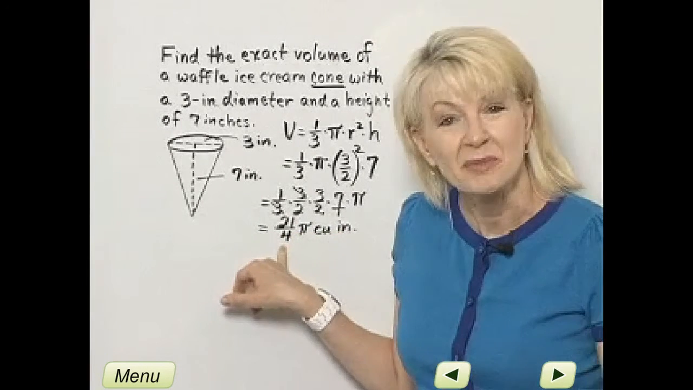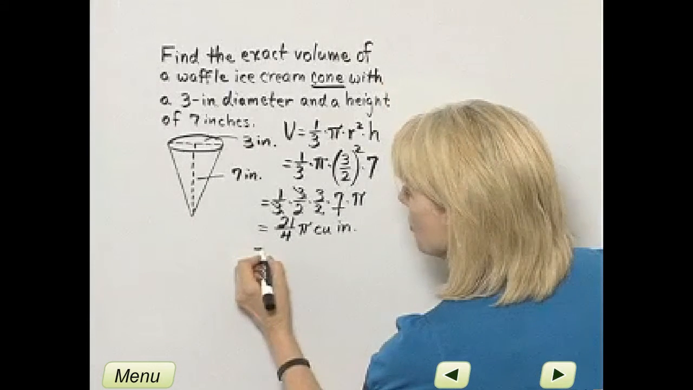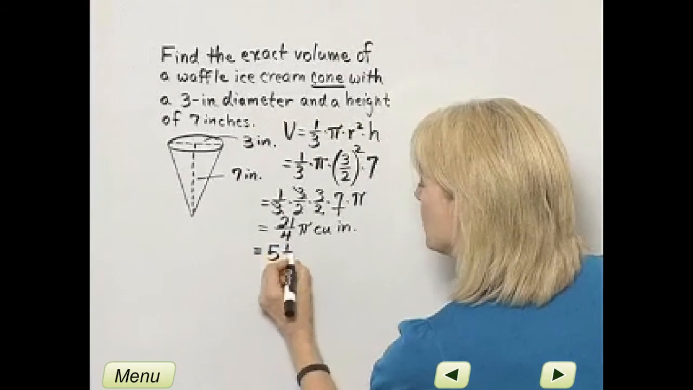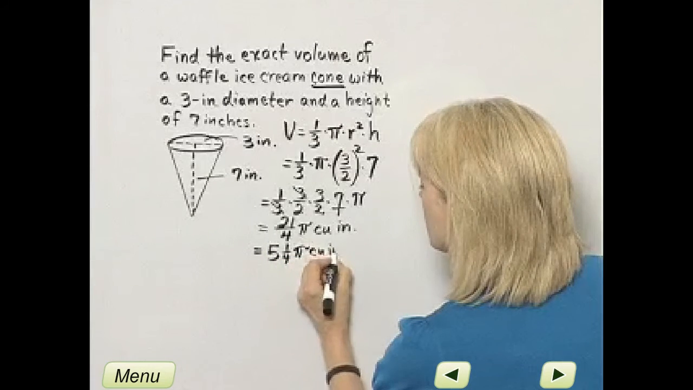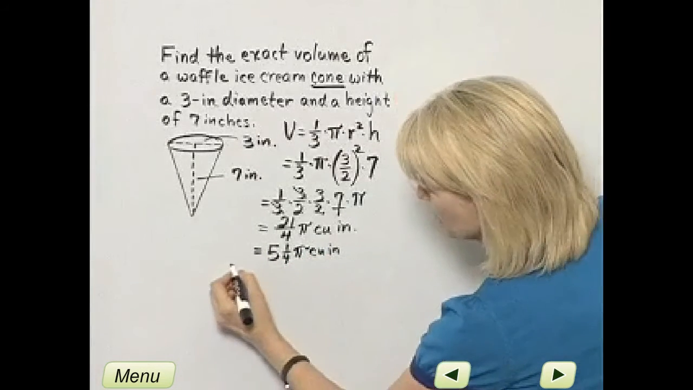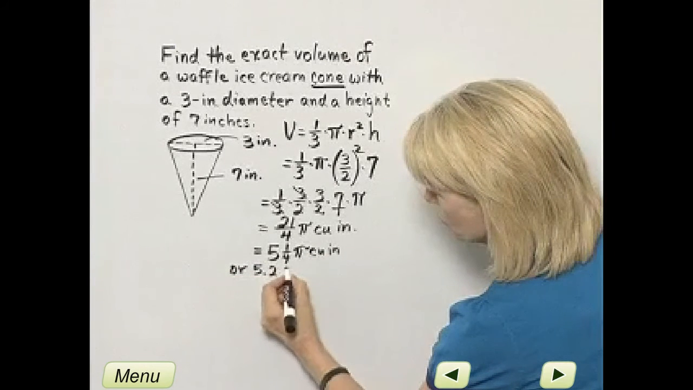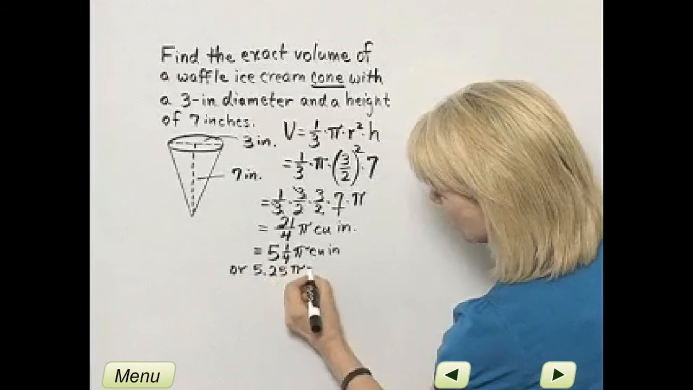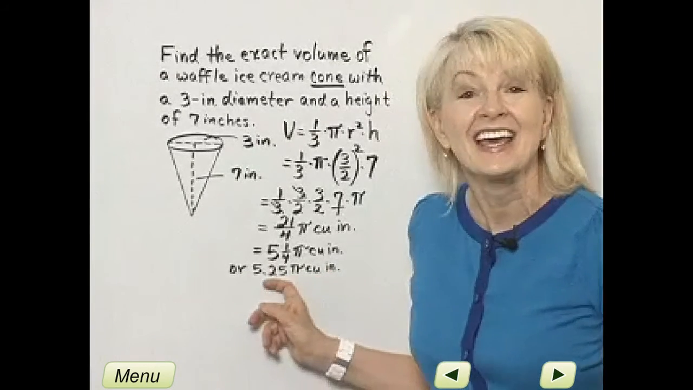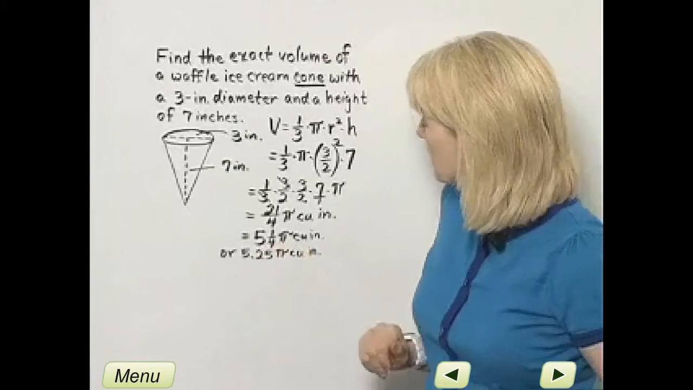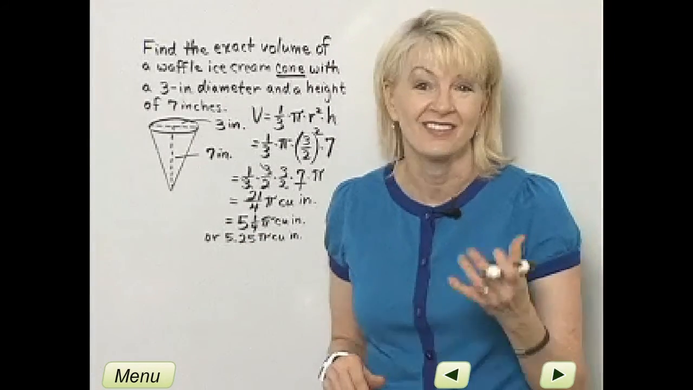And then you can write this as a mixed number or as a decimal number. It makes no difference. This also equals 5¼ pi cubic inches, or it also equals 5.25 pi cubic inches. So there we go. This is an exact volume, and so is that of this cone. At this time, practice finding volumes.